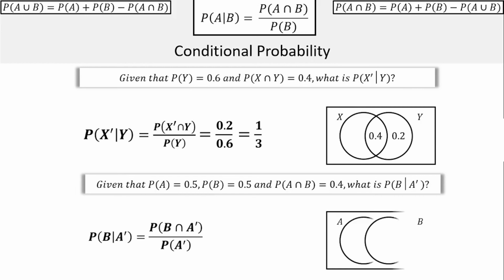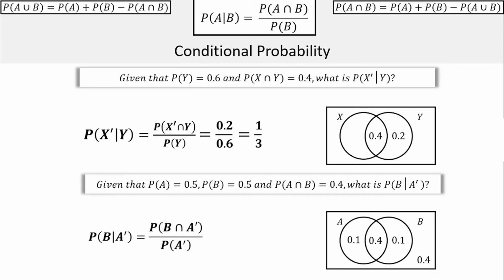Okay, we'll start with the intersection we're given, 0.4. Probability of A is 0.5, so that leaves 0.1 on the outside. The probability of B is 0.5, that leaves 0.1 on the outside. And on the outside of both sets would have 0.4. So I've got a complete Venn diagram this time.